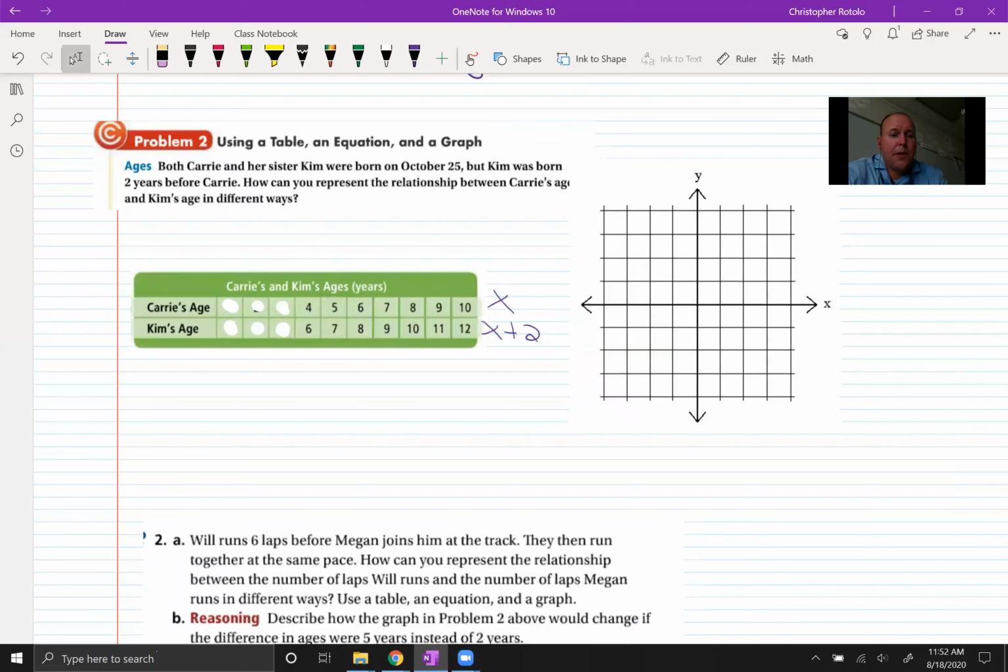What if you want to write it the other way? What if Kim was X? And Carrie would always be X minus 2. So we have a couple of different ways to look at this. Right? Probably want to avoid the negatives, but either way, we'll deal with that. So I'm going to take just one of these equations and plot it on here. So this has me working backwards a little bit more. Okay, so when Carrie was 0, Kim was 2. So that's 0, 2. And then after that, everyone's going to grow one more year.